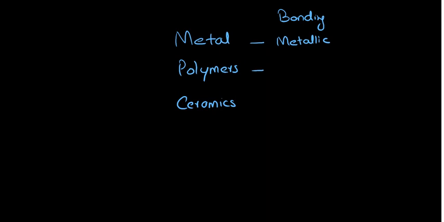In polymers, you have covalent bonding mostly, and in ceramics you could have ionic or covalent bonding, depending upon the material. So the bonding actually determines what type of material system it is, and therefore it is very important to understand what bonding is in these material systems.